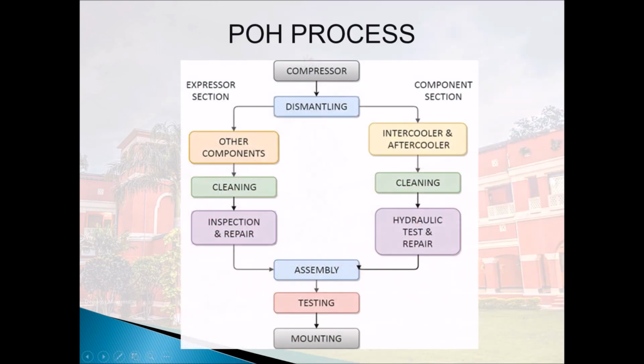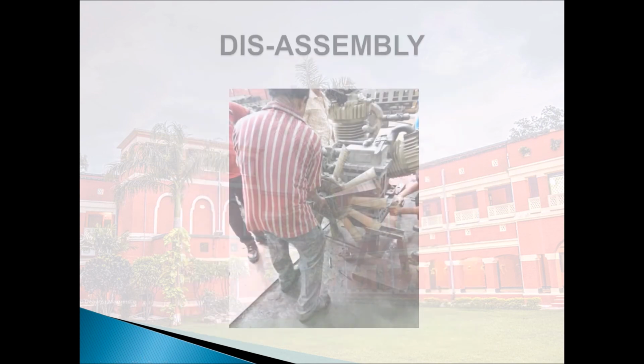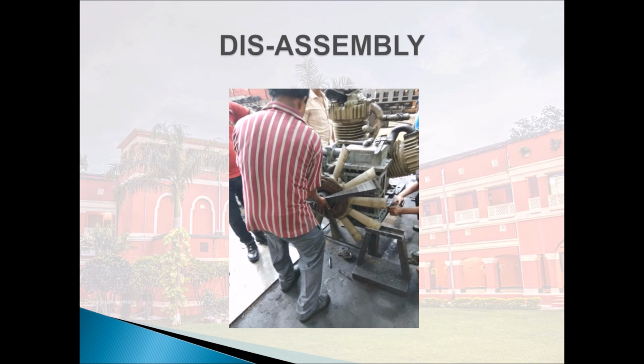This is the flowchart of the POH process of the compressor. The compressor is dismantled and various parts are sent to the respective sections where they are cleaned, inspected and repaired. The compressor is then assembled, tested and finally mounted on the loco. Now let us take a detailed look on the POH of a compressor. Firstly, the compressor is disassembled in the compressor section itself.